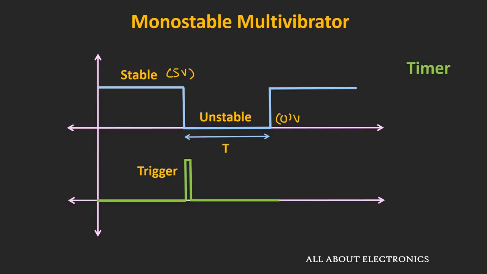So let's say in one particular application, after a certain time from the triggering action, one wants to turn on the relay. So in this type of applications, this monostable multivibrator is very useful.